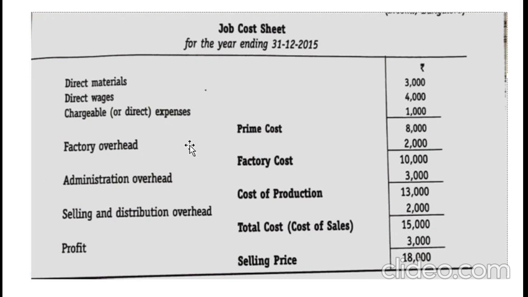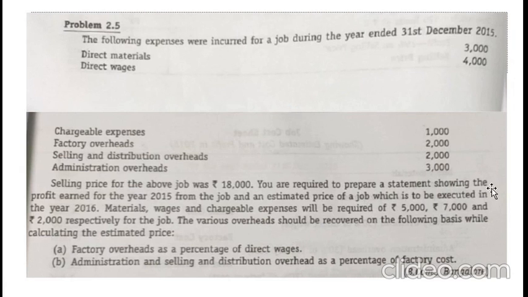So now we have prepared the cost sheet for the year 2015, but in the question they have asked us to prepare estimated job cost sheet for the year 2016. So let us get into that cost sheet. So let us continue with the question. We will check whether they have given any expenses details for the year 2016. Material, wages and chargeable expenses will be required of 5,000, 7,000 and 2,000 respectively. So in this problem they have given you the direct expenses here. So they have told material will be 5,000, wages will be 7,000, chargeable expense or direct expense will be 2,000.